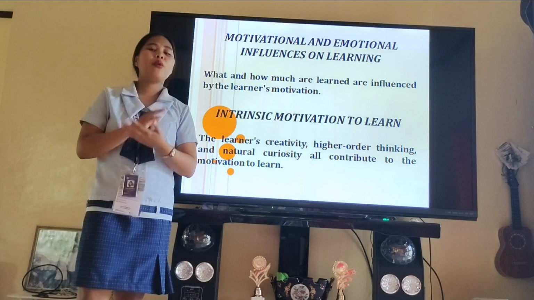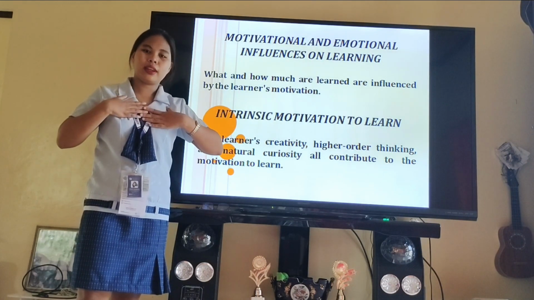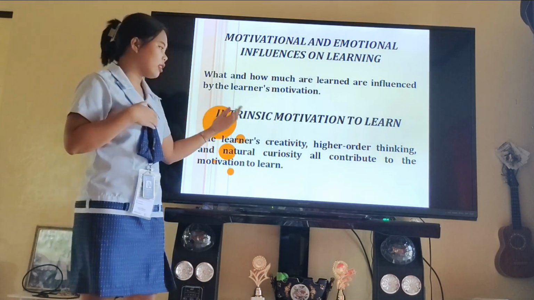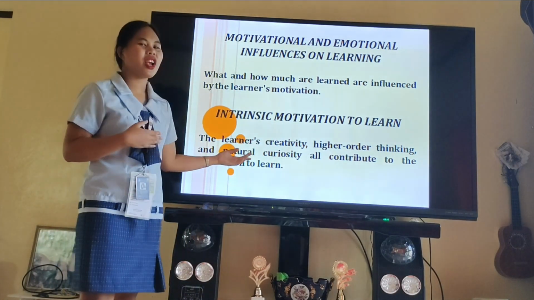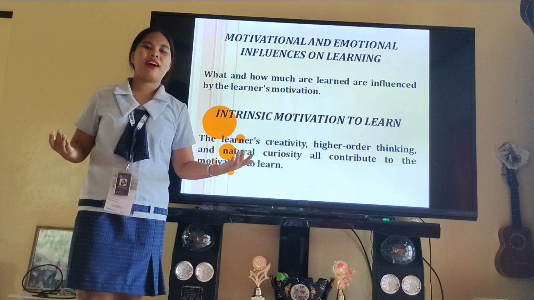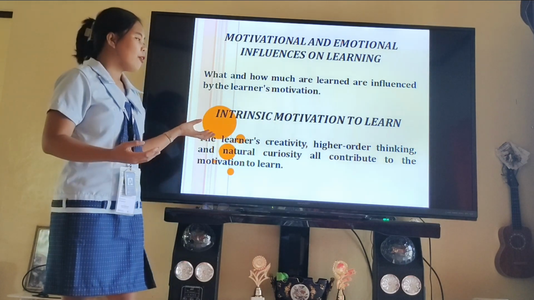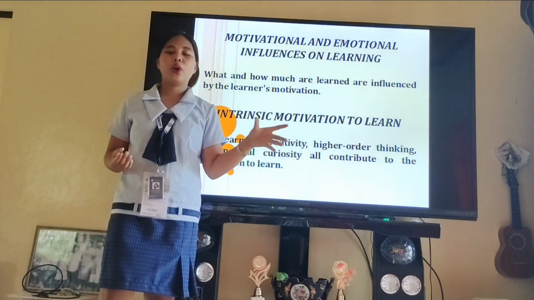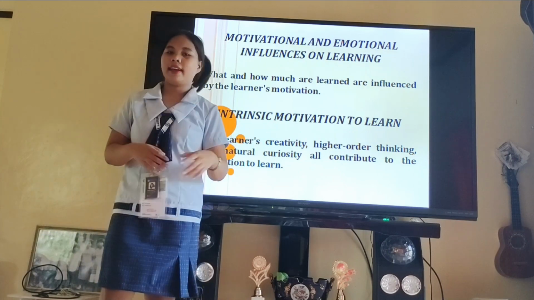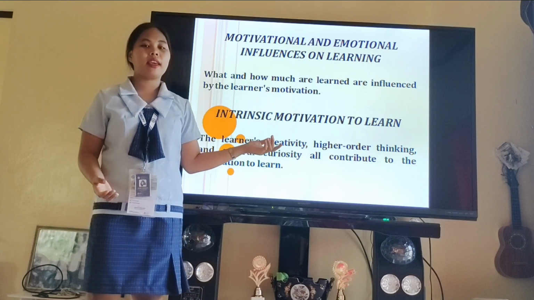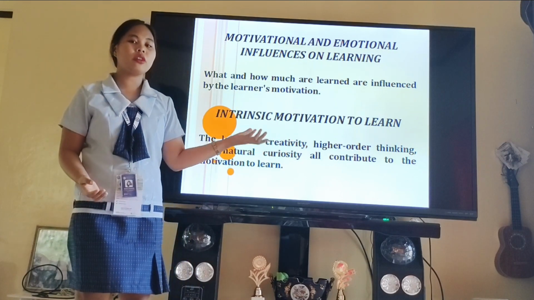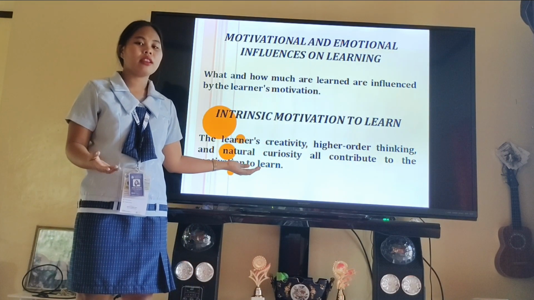So every one of us, as students, has our own creativity, higher order thinking, and of course, a natural curiosity. Each one of us has a curiosity for us to be able to know that kind of thing or that kind of work. So those three have a very big impact, or a big contribution, to motivate us to learn.